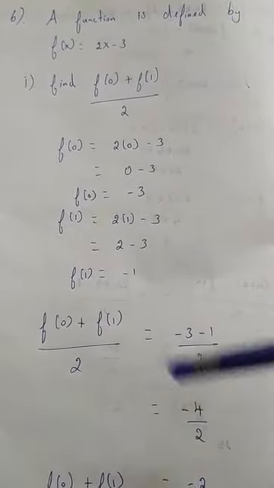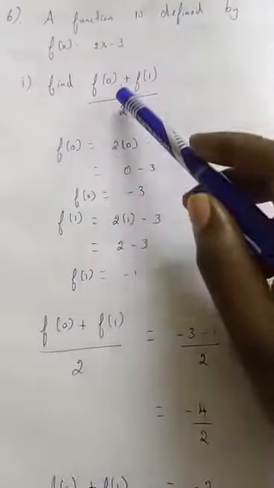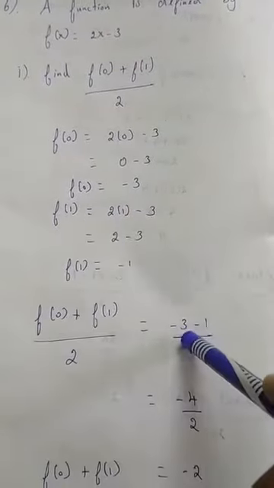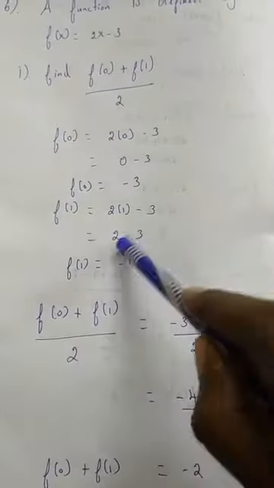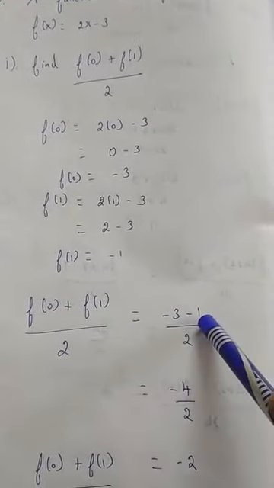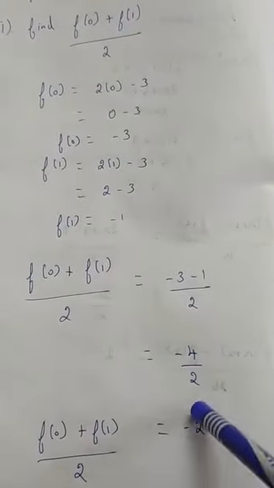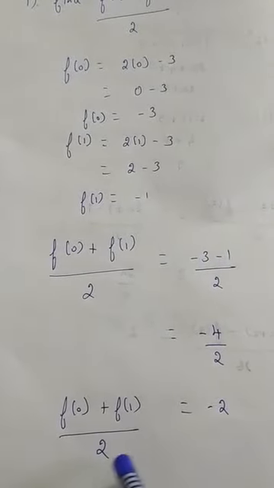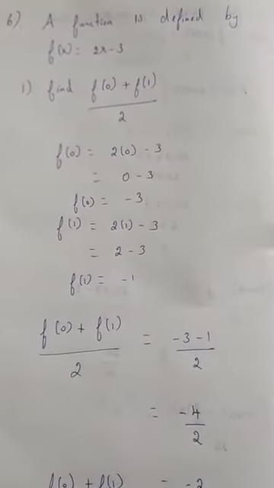So now we have to substitute these two values in this equation to find out this whole thing. So f of 0 plus f of 1 divided by 2. What is f of 0? Minus 3. Substitute minus 3 in the place of f of 0. Plus f of 1. What is f of 1? Minus 1. So minus 1 divided by 2. Minus 3 minus 1 is minus 4 divided by 2. So if we cancel, it is minus 2. Therefore, f of 0 plus f of 1 divided by 2 is equal to minus 2. This is the first subdivision.